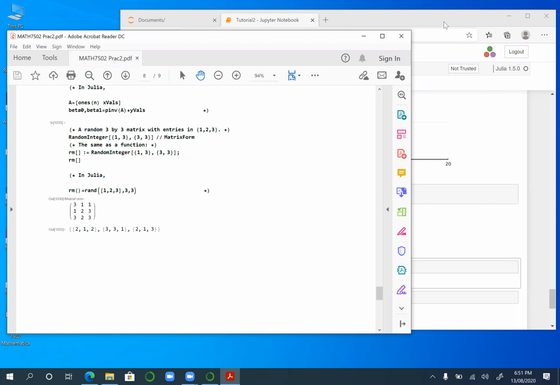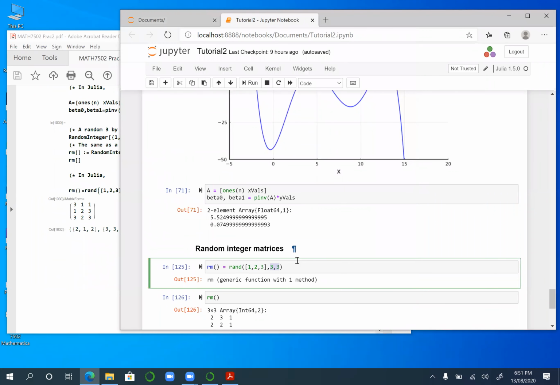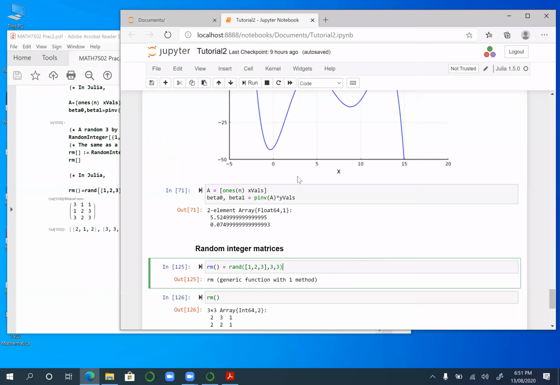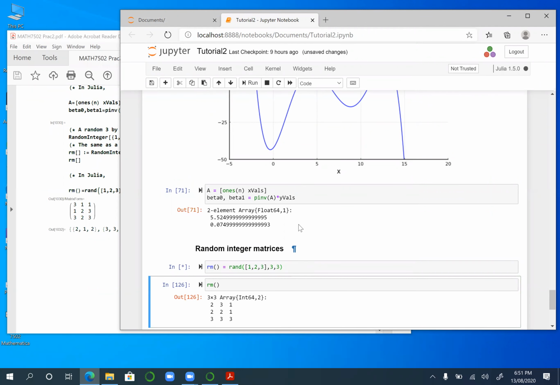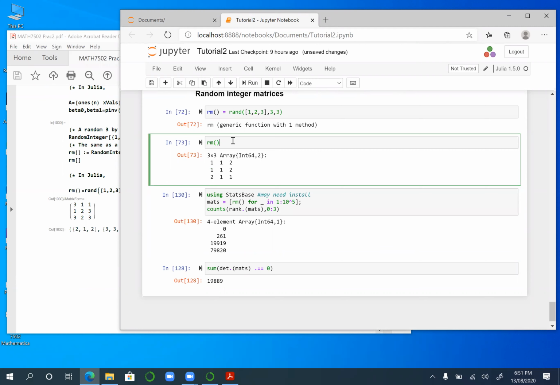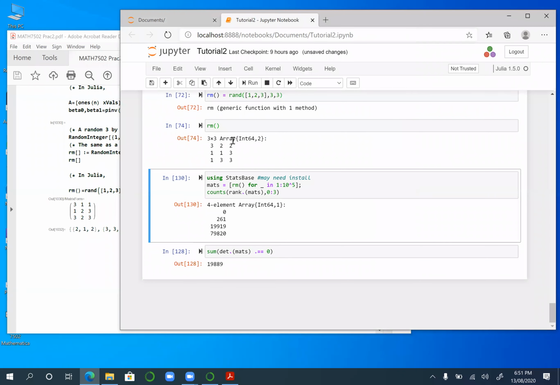All right, but back to Julia. So that's what this does. You're building a function to do that, and in Mathematica, you can see I also built a function to do that. Okay, good. So let's put that into memory. Good. Now let's try it. Okay, great. And we'll try it again. Okay, now this time it's different. Good. That's what we expect.